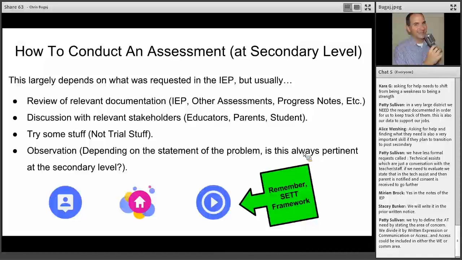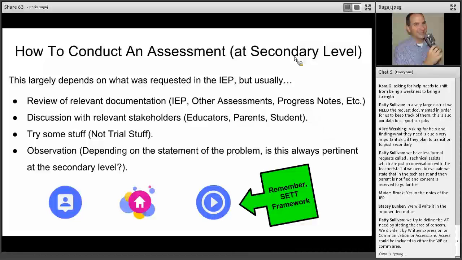I say here, the next thing is maybe try some stuff with the student. Not trial stuff. I have slides on that in a little bit, but specifically, I just want to come up with some things that might work for you, not necessarily go through a whole process, like I'm going to trial this for 30 days or trial that. I just want to come up with some ideas. And then observe.